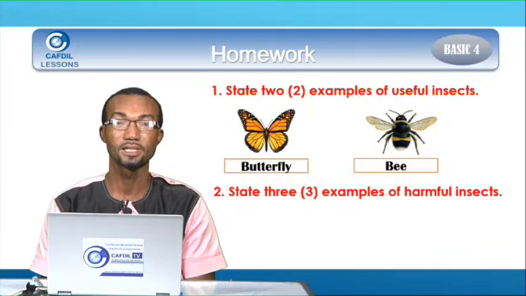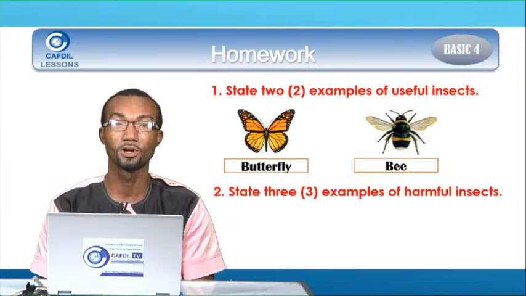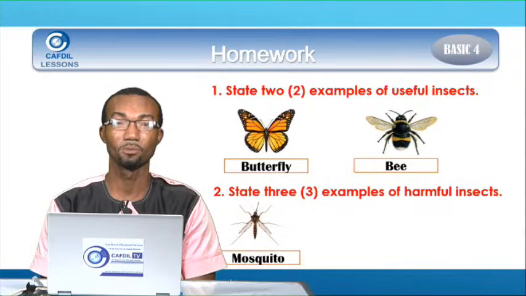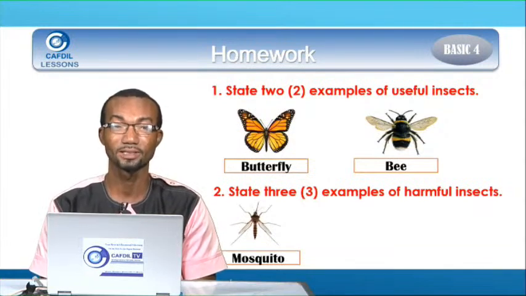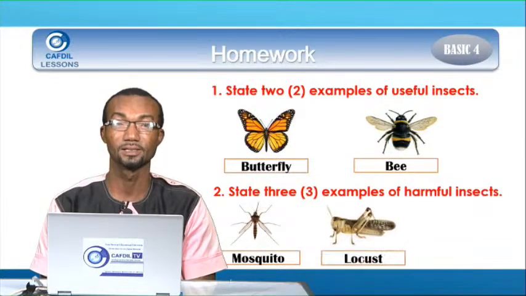2. State 3 examples of harmful insects. The first one is the mosquito. And we said the mosquito gives us a disease called malaria. So it is very harmful. And in the lesson, we said mosquitoes kill more than 700,000 people every year. So they are very dangerous to human existence.